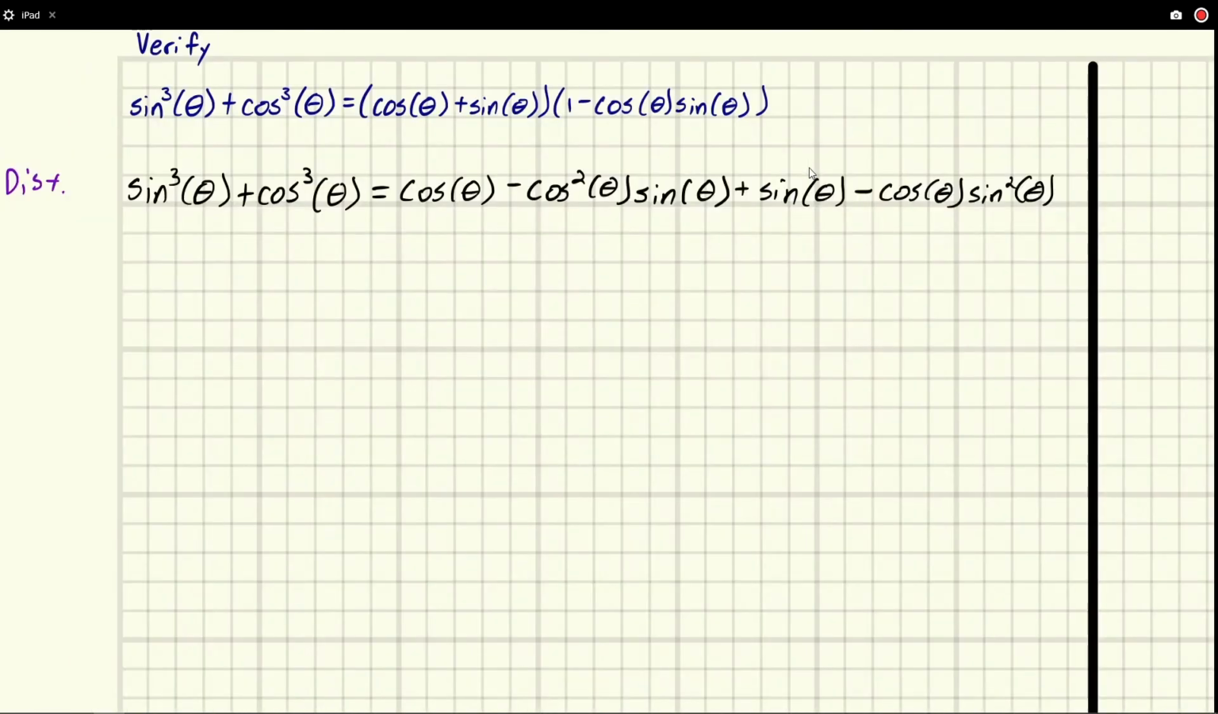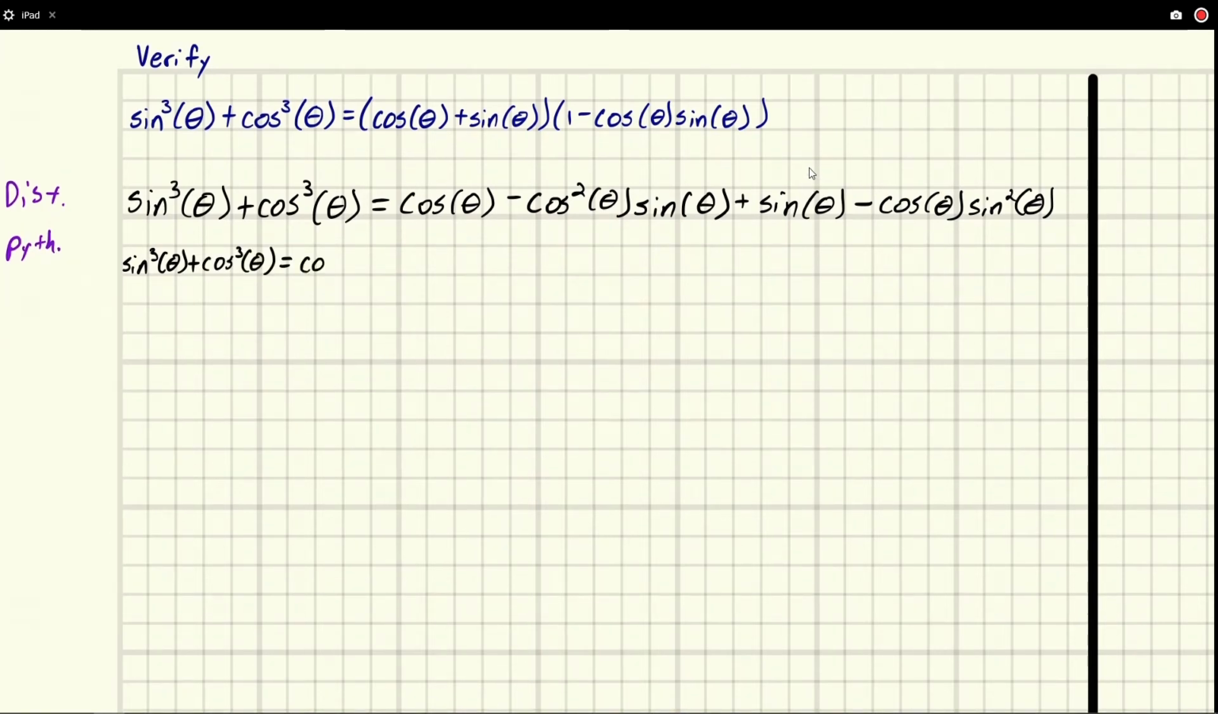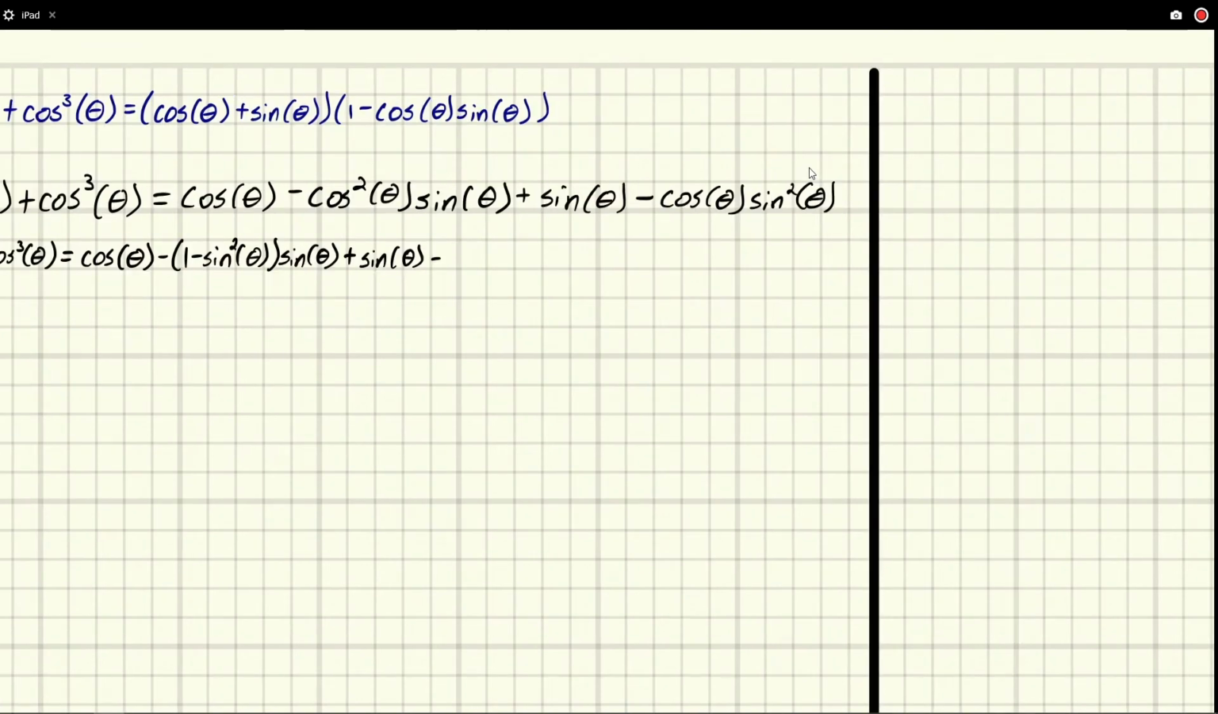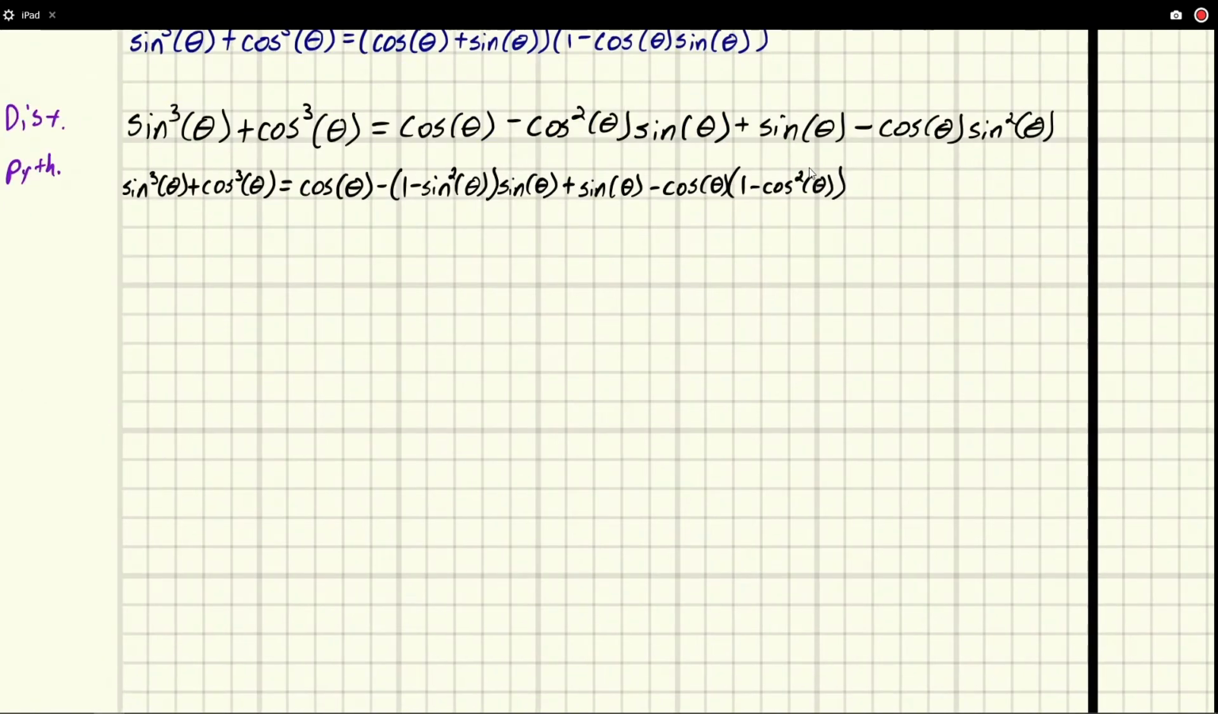So we're going to use the Pythagorean identity. So I'm just going to write that here, Pythagorean identity. And I'm going to write this side a lot smaller so we have room. So we're going to have sine cubed theta plus cosine cubed theta is equal to, and we're going to have a cosine theta minus, and this is going to be 1 minus sine squared by the Pythagorean identity, theta, times sine theta plus sine theta minus cosine theta times, and this is going to be 1 minus cosine squared theta from the Pythagorean identity. All right.